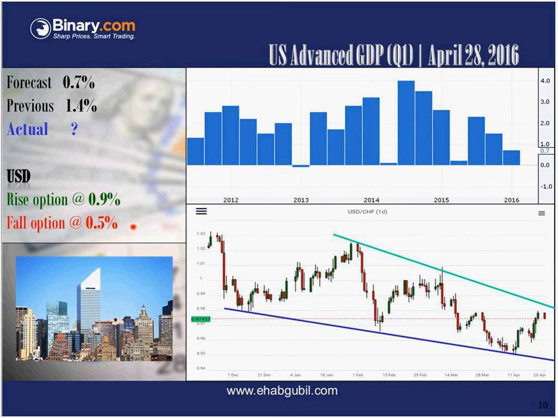We'll be looking to trade this release based on the retracement trading method as usual. And since this is a high impact release, strong market volatility is expected immediately after the release. Don't forget to draw resistance and support lines. This is the dollar Swiss franc daily chart.